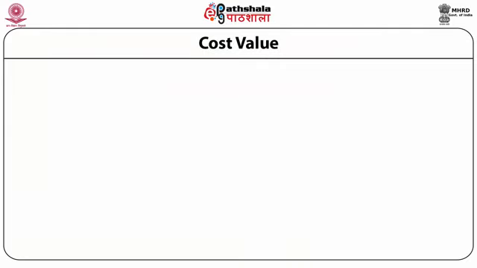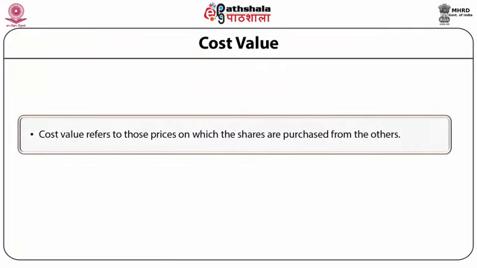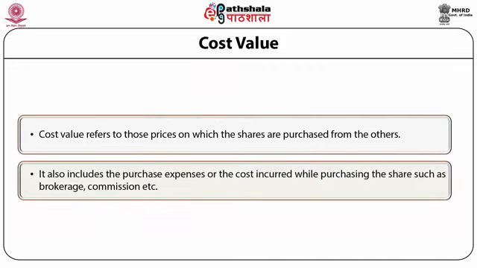This figure will then be divided by the number of shares, and the result will be the book value of the shares. Cost value. Cost value refers to those prices at which the shares are purchased from others. It also includes the purchase expenses or the cost incurred while purchasing the share, such as brokerage, commission, etc.